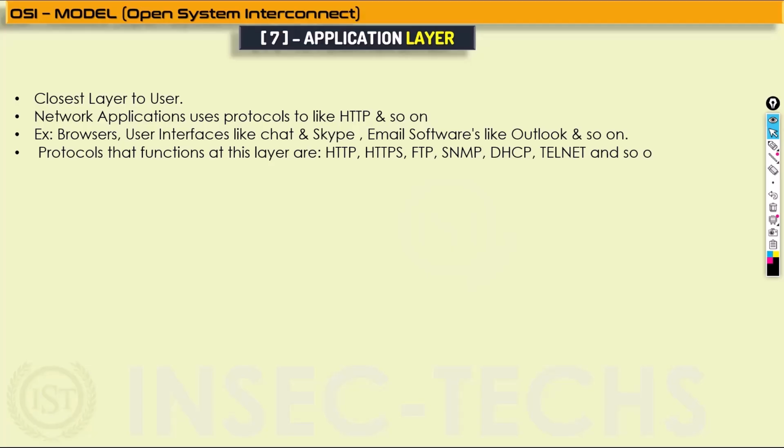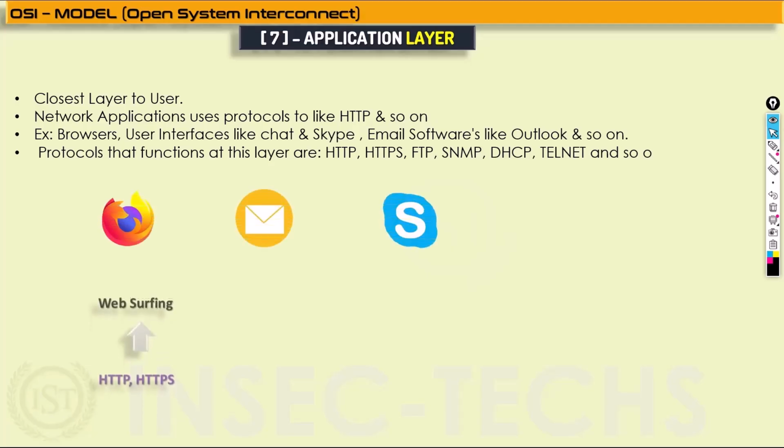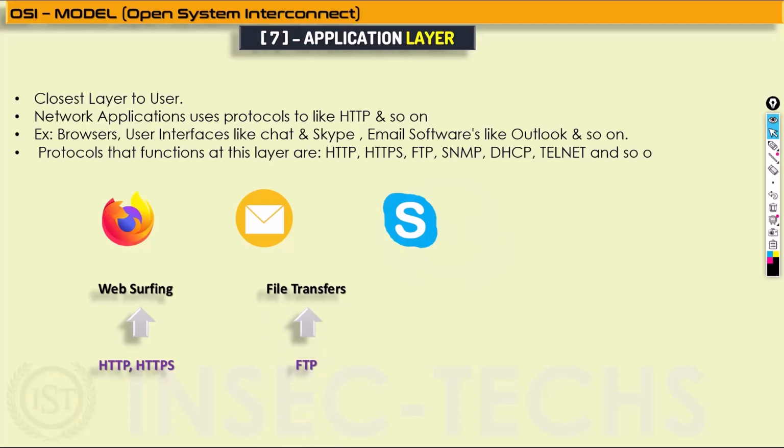And as you can see, the protocols that function at the application layer are HTTP, HTTPS, FTP, SNMP, DHCP, Telnet, and so on. And a while ago we took the example of browsers and chat applications as network applications. So browsers use HTTP and HTTPS protocols for web surfing. Similarly, you can use FileZilla for file transfers, which uses FTP as a protocol. And for sending emails, Outlook is an example of a network application and uses SMTP as a protocol. And if you want to remotely communicate with someone or a server, you use a virtual terminal, and Telnet is a protocol that is used in the application layer, and so on.